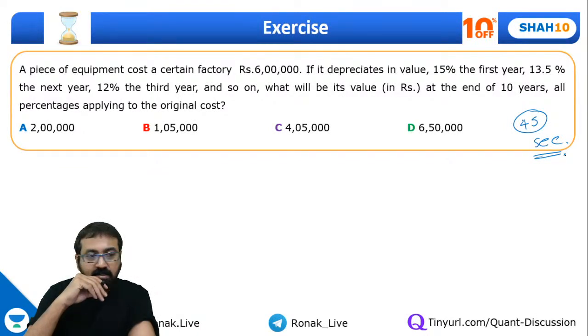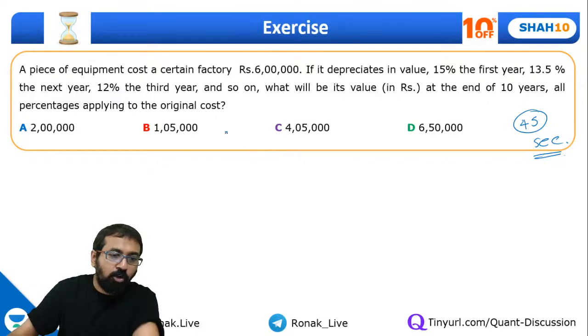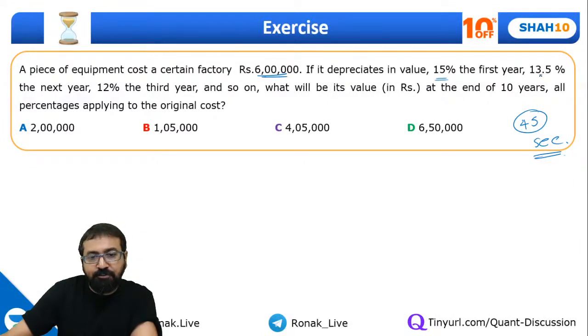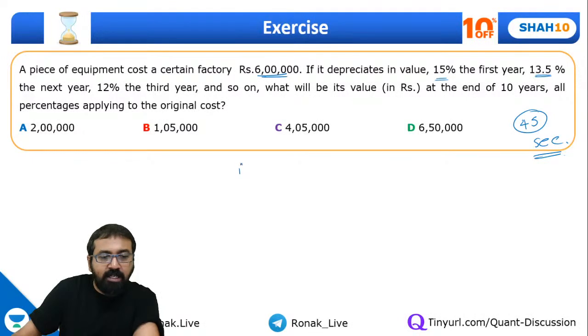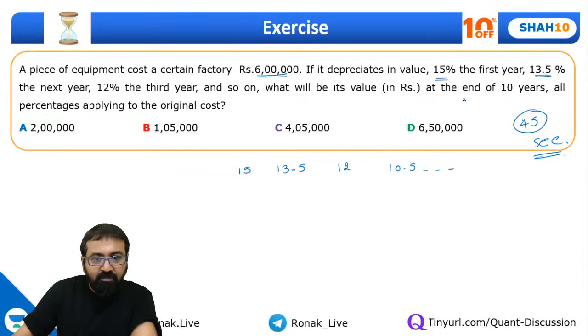What's the answer, guys? A piece of equipment costs a factory 6 lakhs. It depreciates by 15% in the first year, 13.5% in the second year. So 15, 13.5, then of course it will be 12, and so on. And they are asking about the end of 10 years. Matlab, I need to find out Tn.